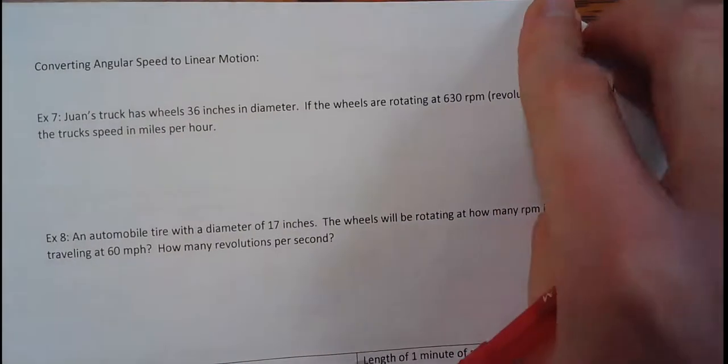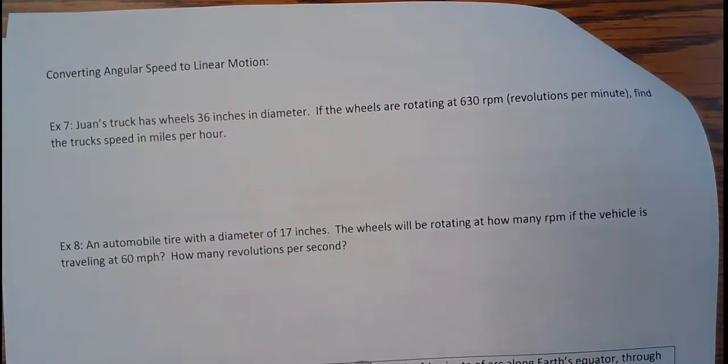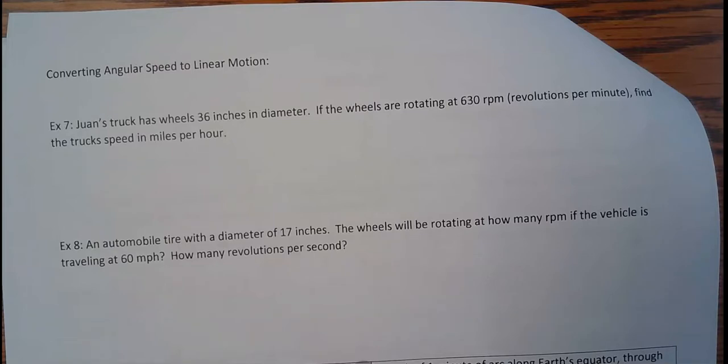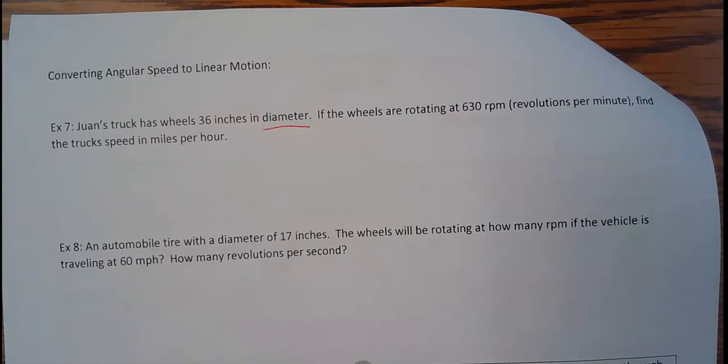Okay, so converting angular motion to linear motion. It's kind of what we just did in the last one, where we talked about how it rolled, and how much of the circumference, how much of the arc length we are covering. So Juan's truck has wheels 26 inches in diameter. Keep in mind that's a diameter, and we're talking about radians and radiuses, so we need to change that eventually. If the wheels are rotating 630 revolutions per minute, RPMs, find the truck's speed in miles per hour. And all this is going to be a crazy unit multiplier problem.